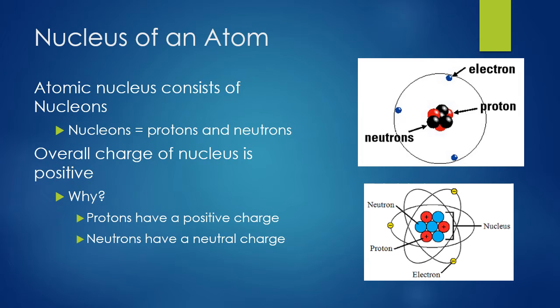Look a little bit closer at the nucleus of an atom. So the atomic nucleus consists of what we call nucleons. A nucleon is just another word for protons and neutrons together, because that's what's in the nucleus, just the protons and the neutrons. So the overall charge of the nucleus is positive, because we said that protons have a positive charge and neutrons have a neutral charge. Since the nucleus is made up of protons and neutrons, you can see that the center, the nucleus, is positively charged. Due to this positively charged center, the electrons are attracted to it because opposites attract, and that's why they orbit around the nucleus.